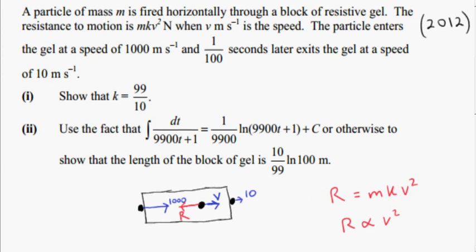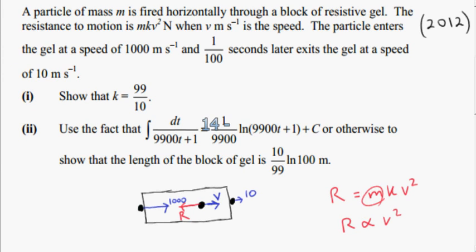Of course, we could triple the speed. If you imagine 3v instead of v, then R becomes 9R. So if we triple the speed, the resistance force goes up by a factor of 9. So the resistance force goes up very quickly as the speed increases, because it's proportional to v squared. It's also proportional to the mass. Well, that's a given in this question. That's fixed.